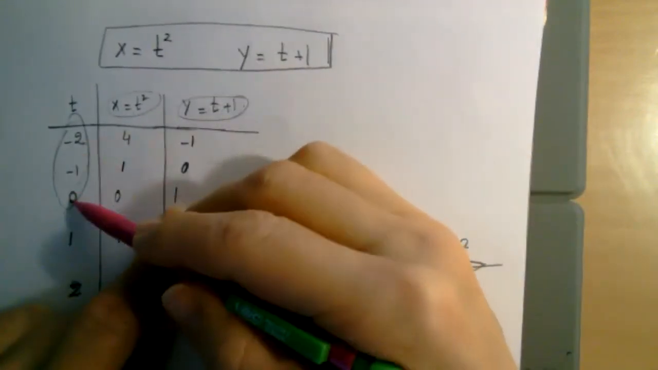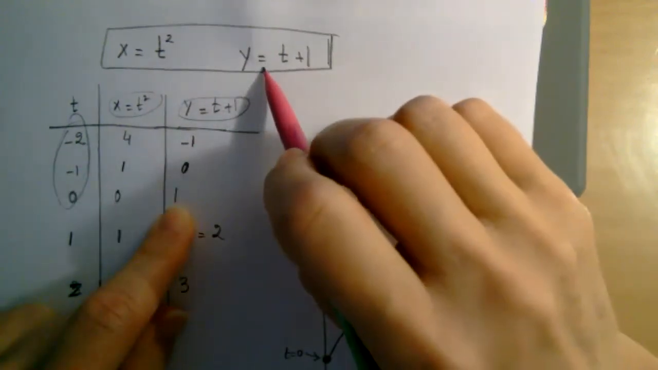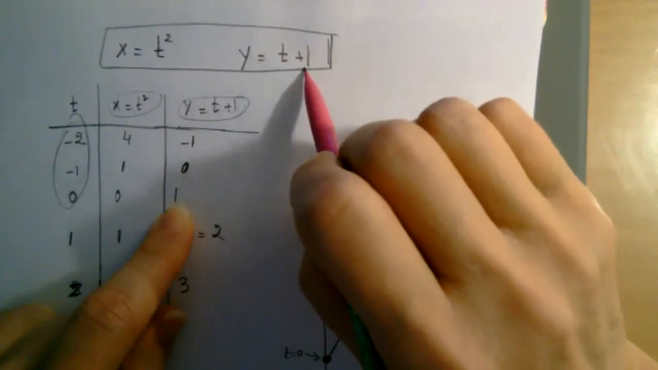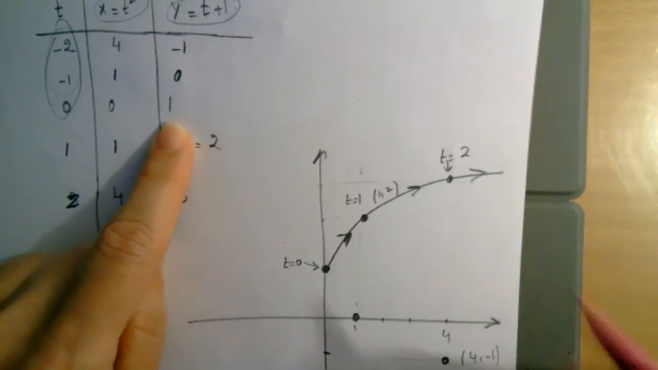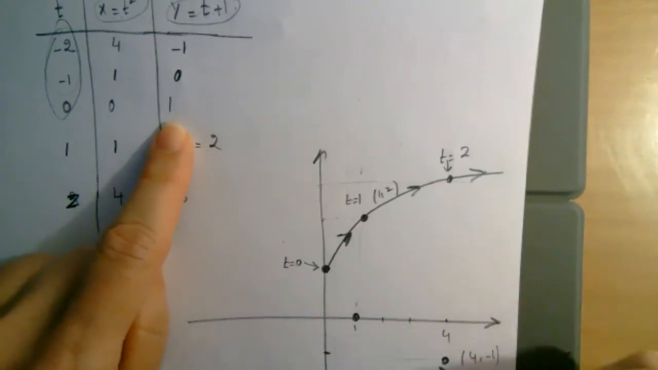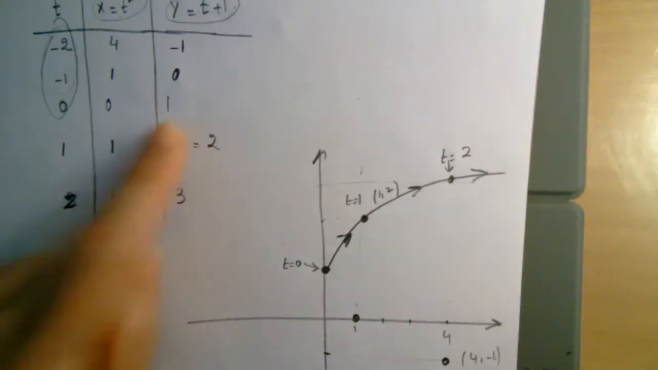As t is increasing, -2, -1, 0, the y is increasing. So the y increasing means, as t increases, that's the way I think about it. As t increases, if the y increases, it means my object is moving up.